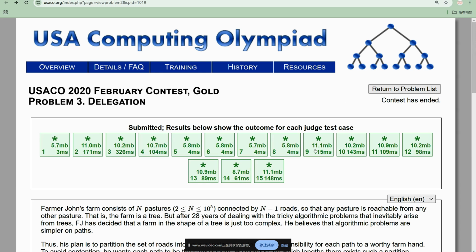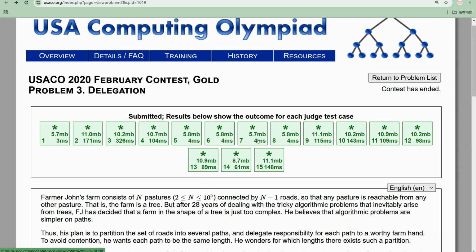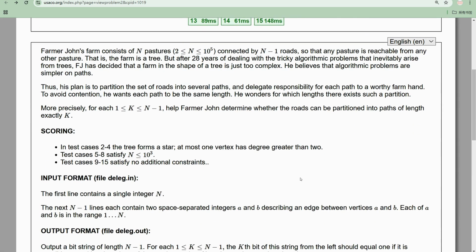Okay, so the problem we're looking at today is the USACO 2020 February contest gold problem 3, Delegation. You can pause the video first and look through the problem yourself. Okay, I assume you read the problem.